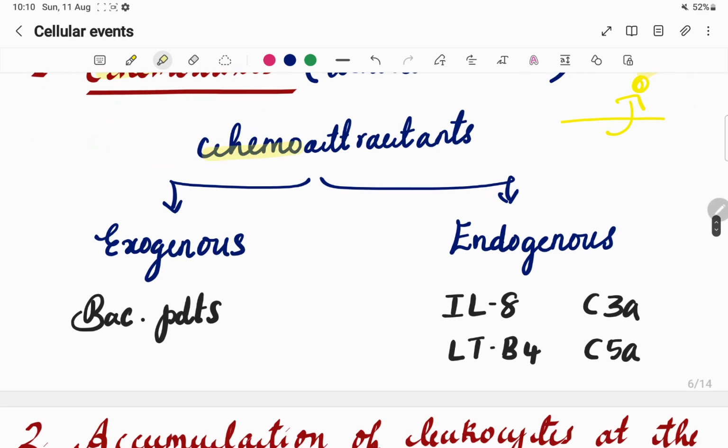So what are the chemoattractants? Chemoattractants are exogenous and endogenous. Exogenous ones are the bacterial products, such as peptides with N-formyl methionine termini. Bacterial products are the exogenous chemoattractants. Just remember that. Then endogenous chemoattractants include interleukin 8, leukotriene B4, C3a and C5a. So these are important. These are the endogenous chemoattractants. These help in chemotaxis so as to reach the injurious agent.